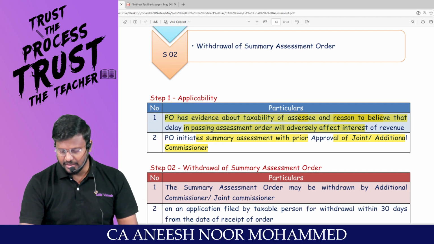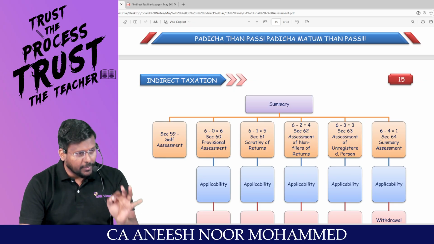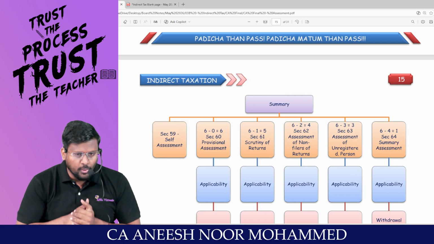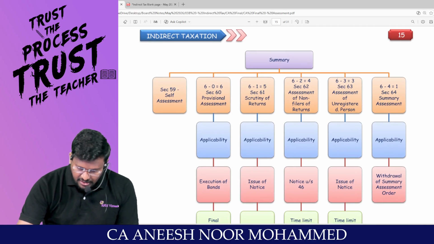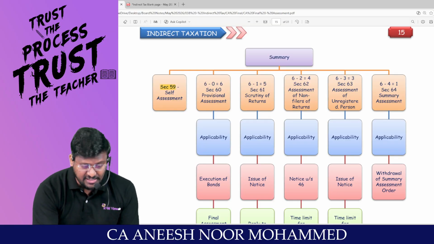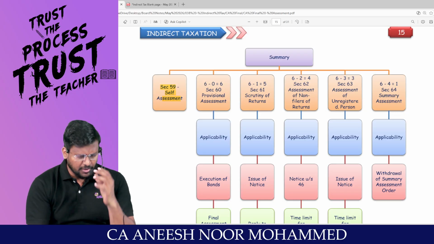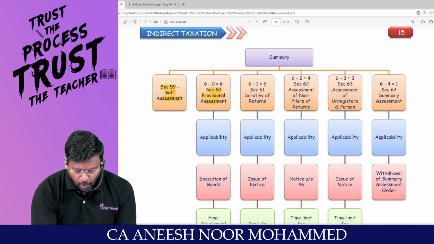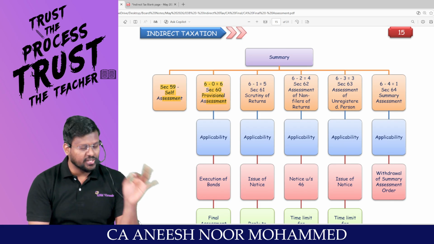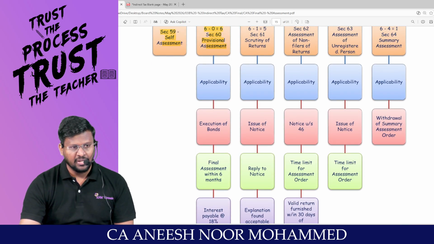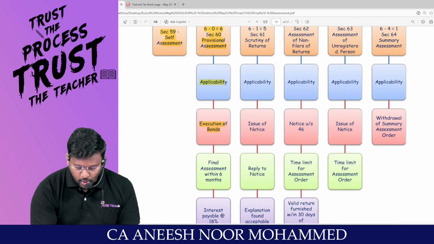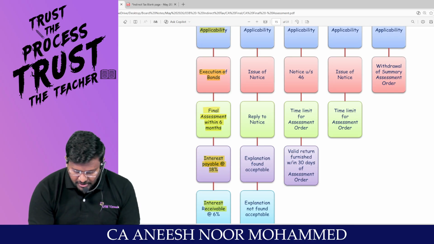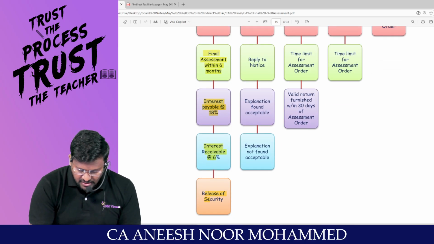All these things I will highlight at the appropriate time. What I'm doing now is just giving you the introduction and overview, so that you understand what you are going to study. We have talked about sections 59 to 64. Section 59, self-assessment, has no steps; you do self-assessment sitting in your place. Section 60, provisional assessment, 6 minus 0 is 6 steps: applicability, execution of bond, final assessment within 6 months, interest payable at the rate of 18%, interest receivable at the rate of 6%, and release of securities.